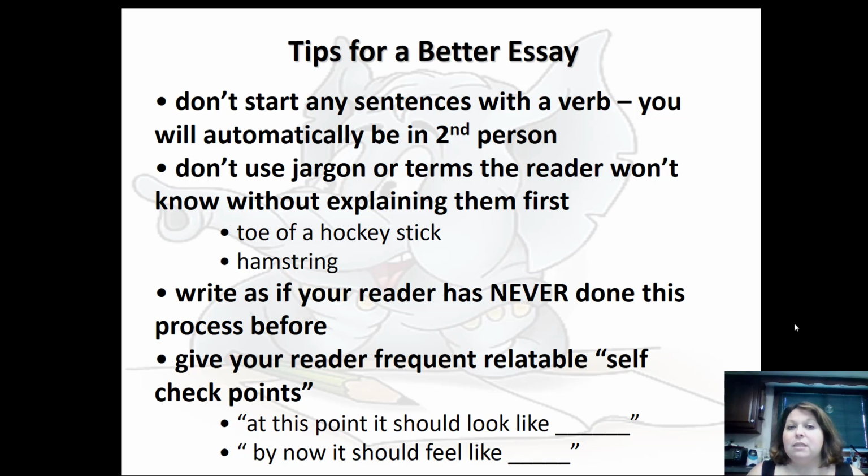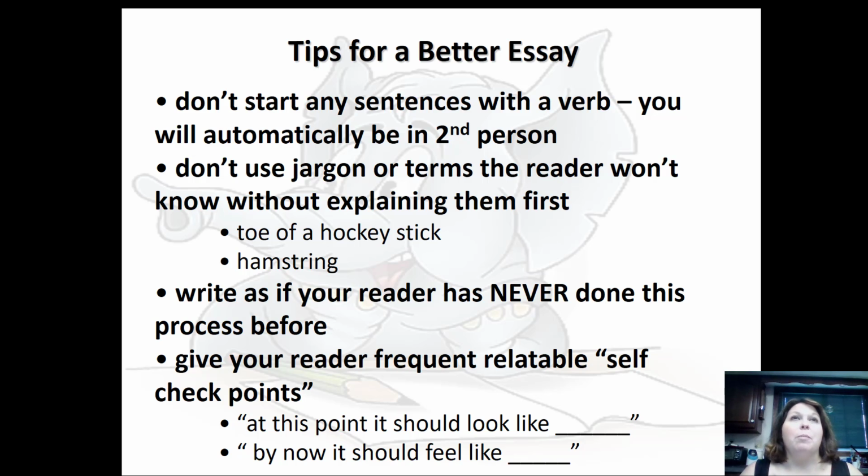One of the next things that makes a process essay a lot stronger is something that I call reader self-check points. So a reader self-check point appeals to the senses. It's kind of a way to let the reader know if they're on target or not. And it also lets them know if they're screwing up without flat out saying, hey, you're screwing up. So you want to appeal to the senses. So at this point, it should look like, it should feel like, it should smell like. The batter would be a thick consistency.